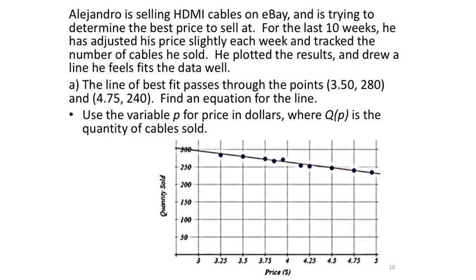Alejandro is selling HDMI cables on eBay and is trying to determine the best price to sell at. For the last 10 weeks, he has adjusted his price slightly each week and tracked the number of cables he sold. He plotted the results and drew a line he feels fits the data well. And I'd say, hey, Alejandro, you did a great job, by the way. So the line of best fit passes through these two points, 3.50 and 280, and then 4.75, 240. Find an equation for this line.